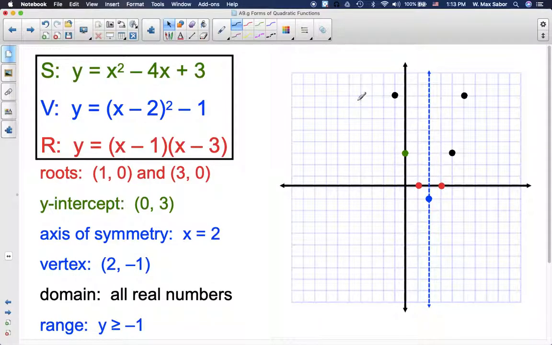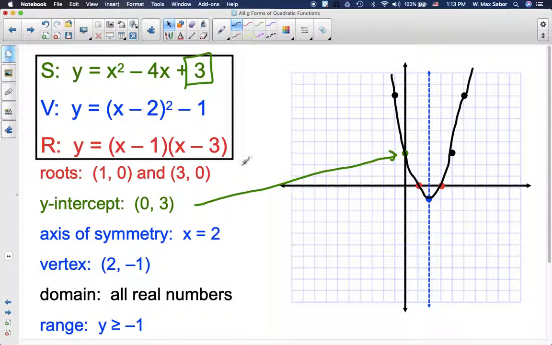So, putting it all together. Here, these are 3 different versions of the same exact function. If we graph this, you'll see here. This is the parabola. The green point is the y-intercept of 0, 3, which you also see here in the standard form of the equation. The roots are 1, 0 and 3, 0, which you also see here and here. The axis of symmetry is that 2, and the vertex is that positive 2 and negative 1.